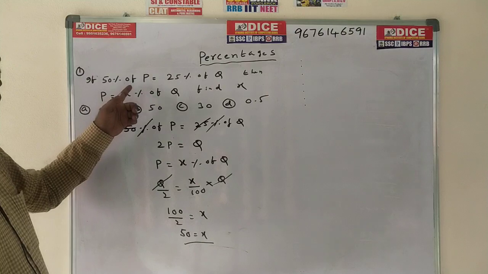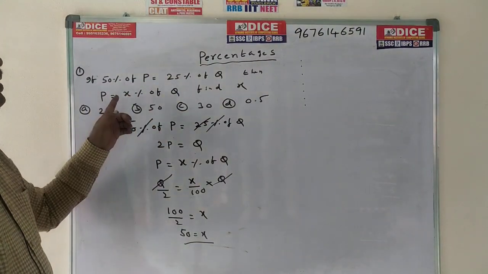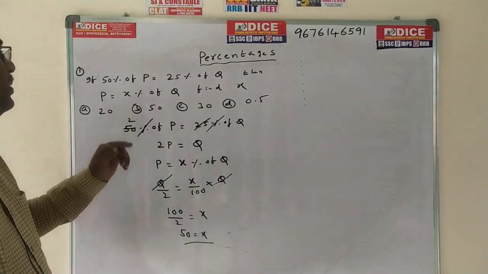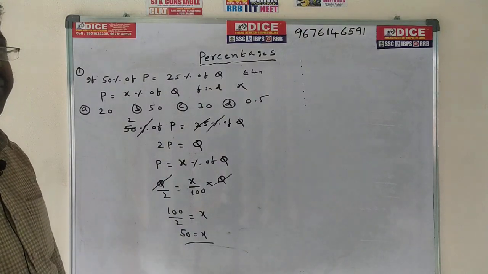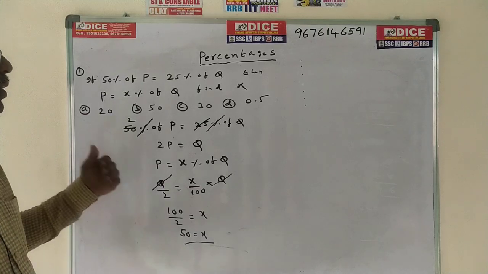So he was given 50% of P is equal to 25% of Q. Then P is equal to X% of Q. Find the value of X. This is the method to find the value, so the required answer is X equal to 50. You can find it like this. Write down, you can go for the second problem.